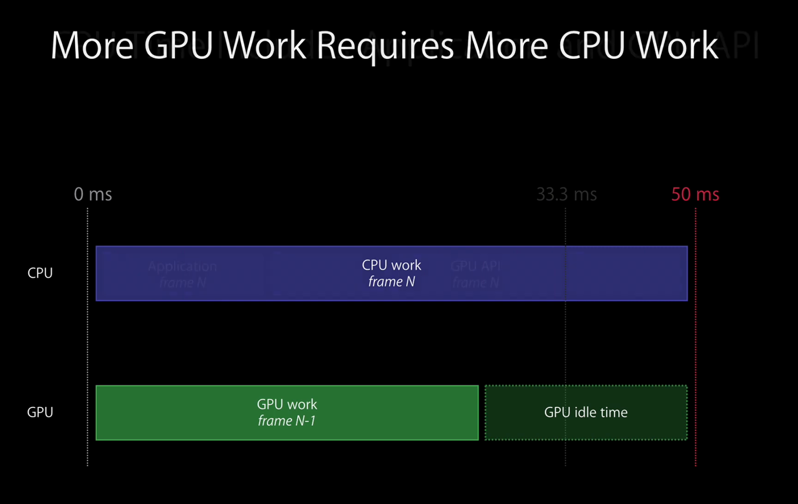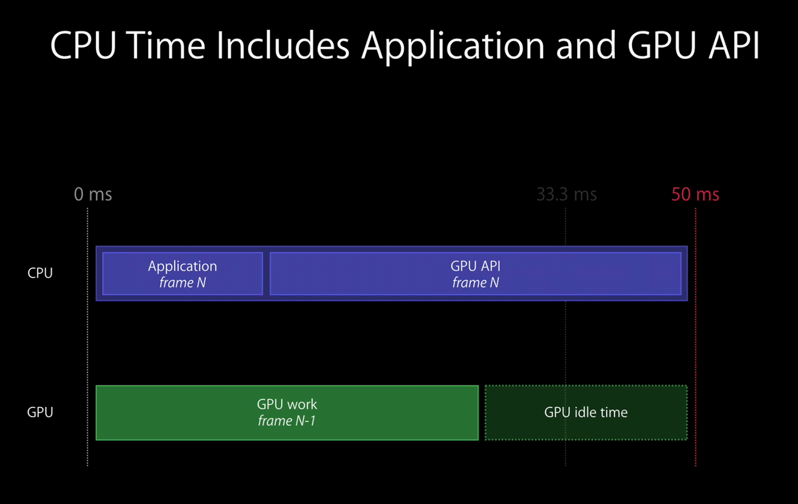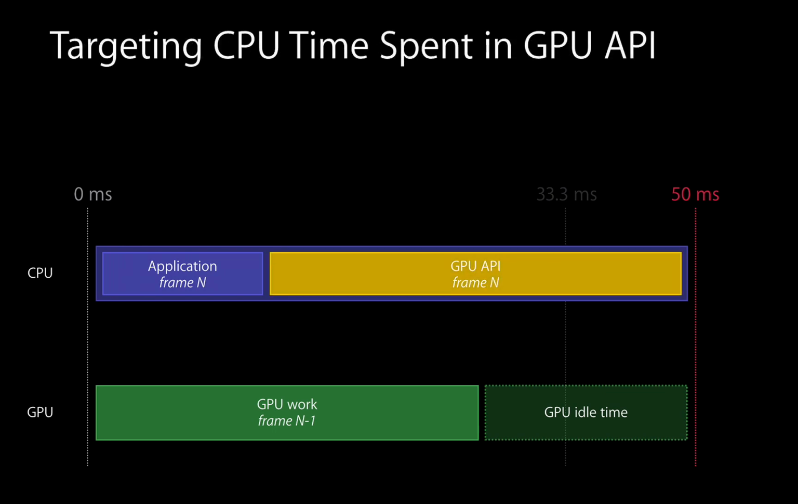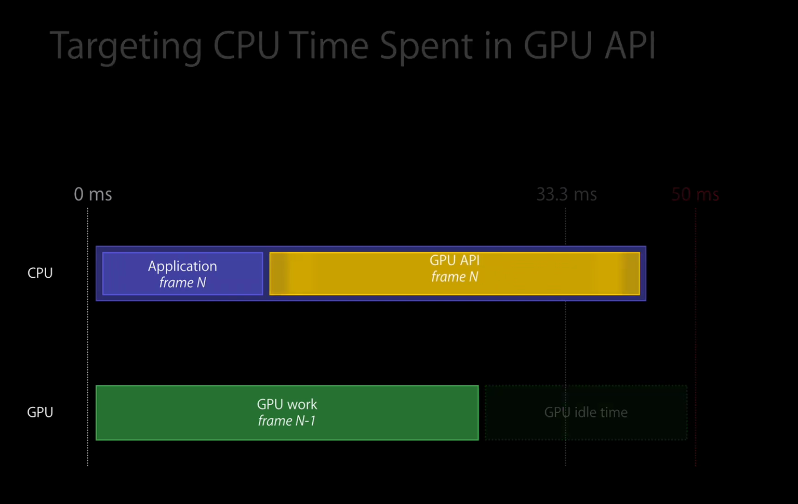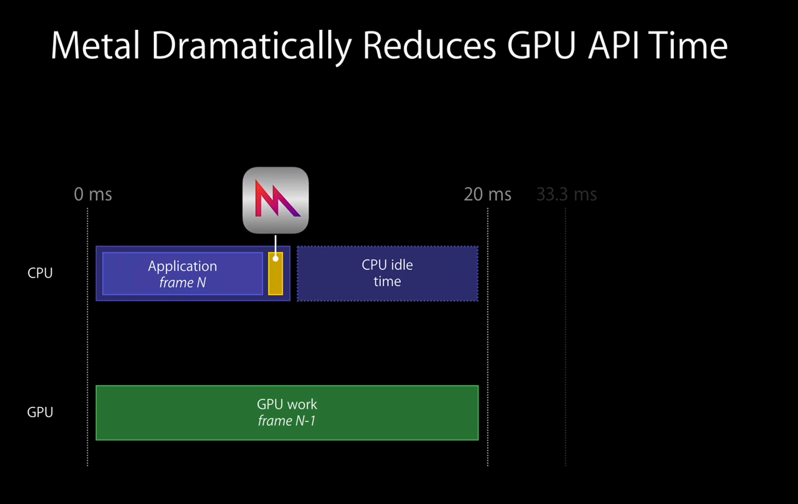So to understand what's happening here, it's helpful to realize that the CPU workload is actually split into two parts. You have the application's workload, what you guys are providing, and then you have all the implementation work for the GPU API itself. So whenever you make a GPU programming call, we're going to have to translate that in the way I described earlier. Well, it's this GPU programming API time on the CPU that we're focused on with Metal.